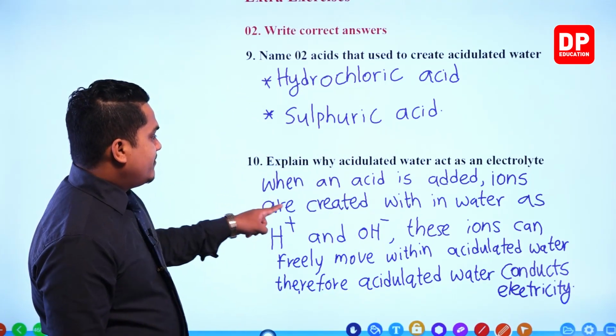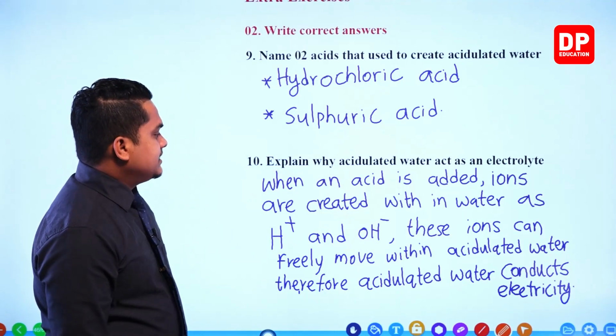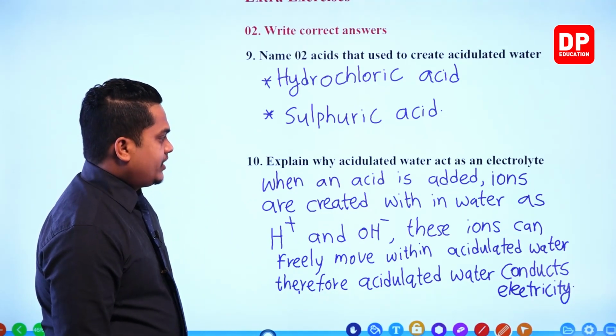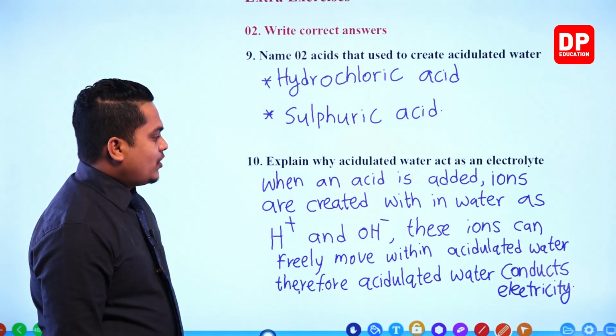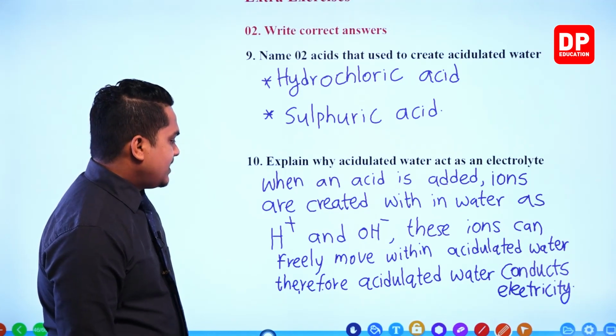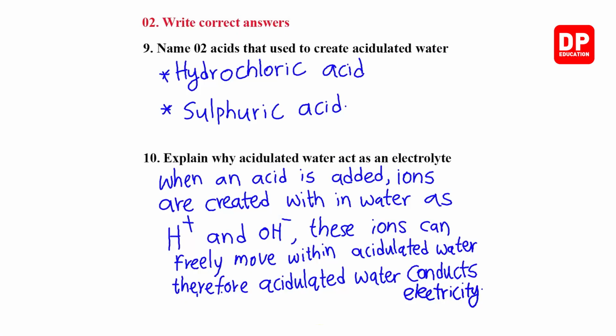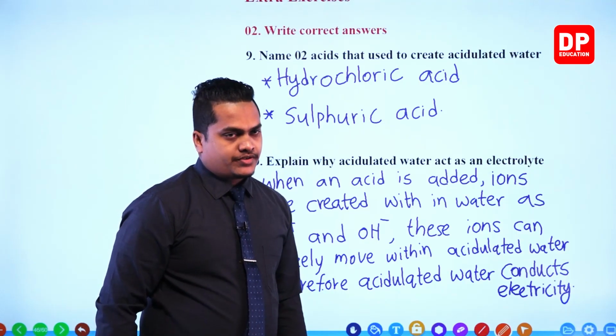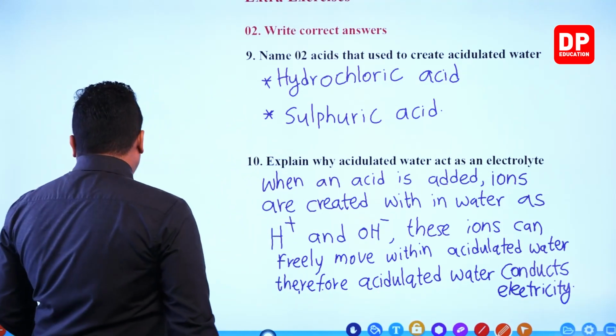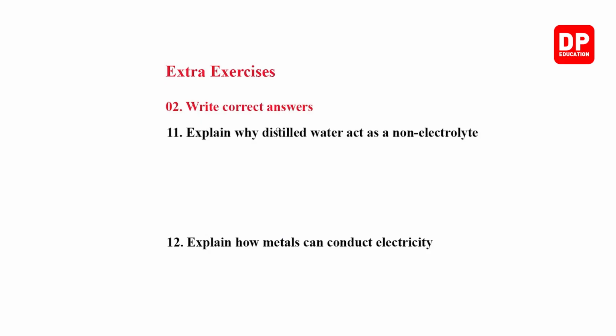Once again, when an acid is added, ions are created within water as H plus and OH minus. So, these ions can freely move within acidulated water. Therefore, acidulated water conducts electricity. This is our answer, my dear children. Right then, the next one.